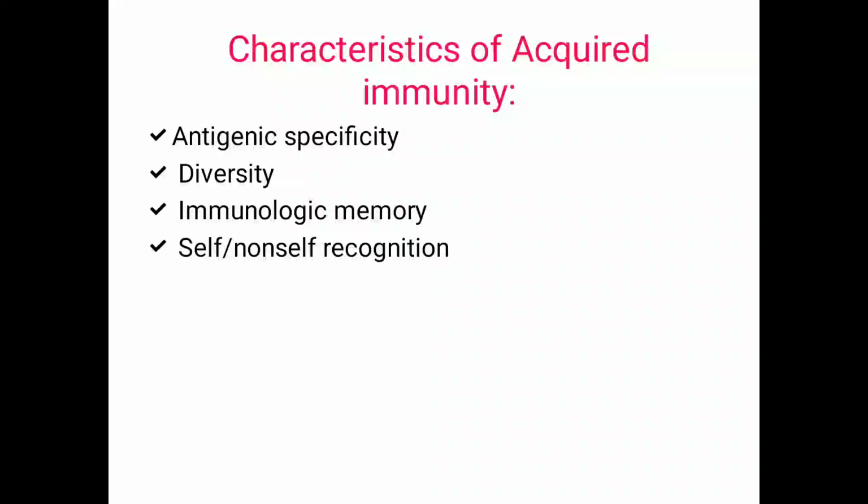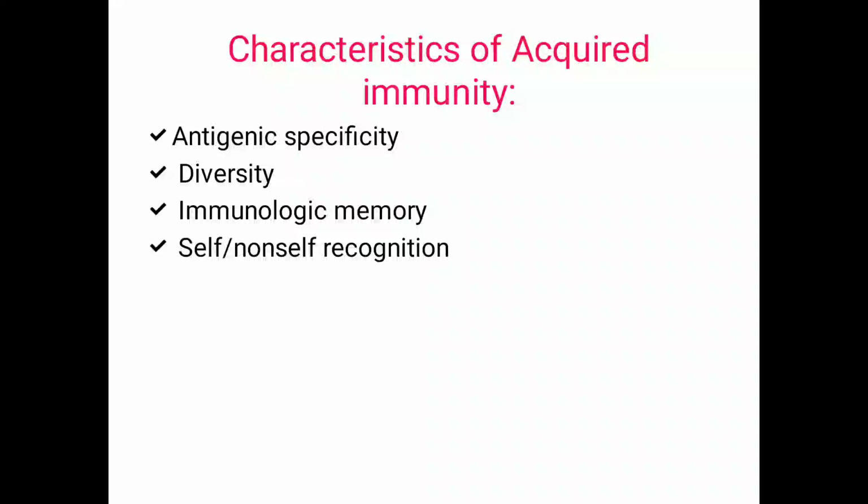The acquired immunity displays four kinds of characteristic features. The first one is antigenic specificity, second is diversity, third is immunologic memory, and the fourth one is self and non-self recognition. So I'll discuss it in sequence. First one is antigenic specificity. In this, the immune system is able to discriminate among different groups of antigens.